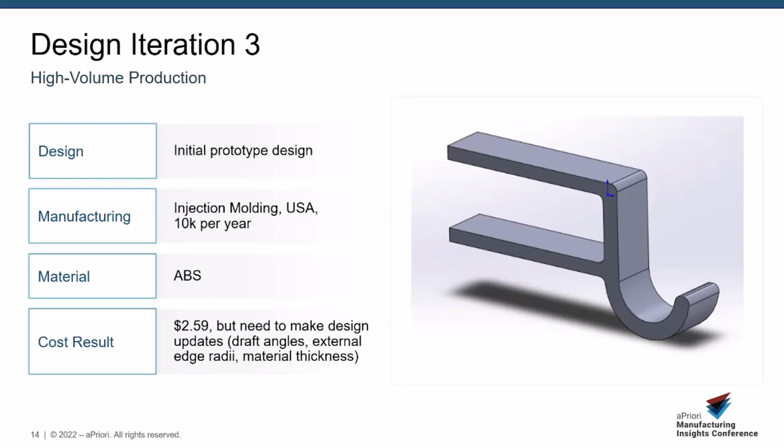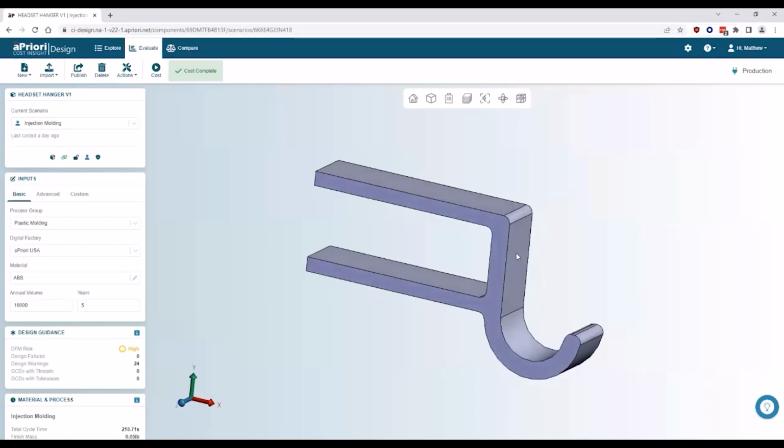To figure out, let's turn to AP Design again and see what this part looks like if we run it within plastic molding. So here I am with my part back in AP Design, and I have a new scenario specifically for injection molding. So my process group here is plastic molding, and I want to talk about material for a second.